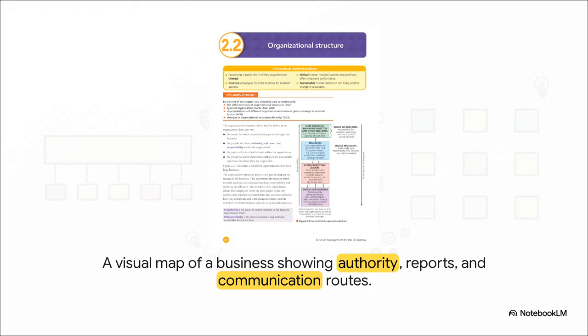Now, this chart might look a little intense, but don't worry about all the tiny details. At its core, an organizational chart is just a map. It shows who has authority, who reports to whom, and the official paths for communication. Think of it as the entire company's master plan, all in one picture.